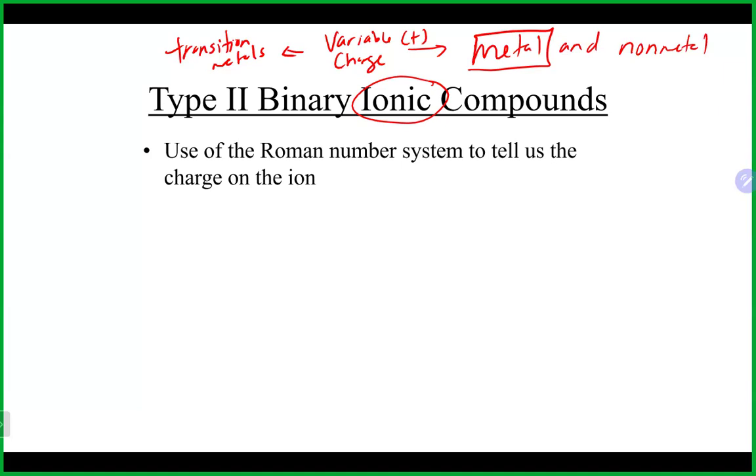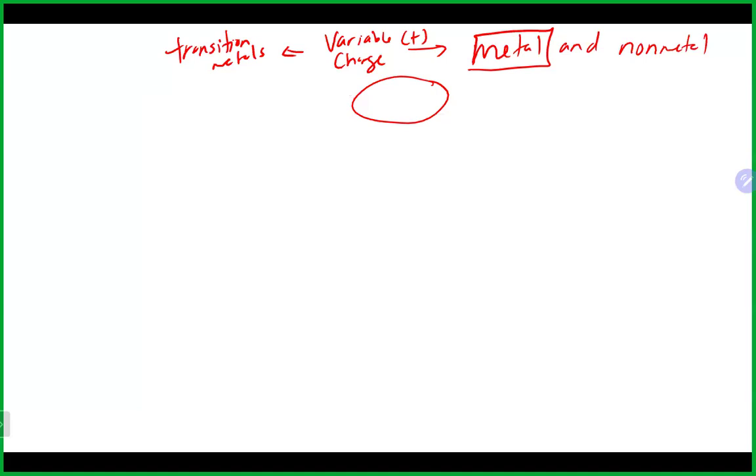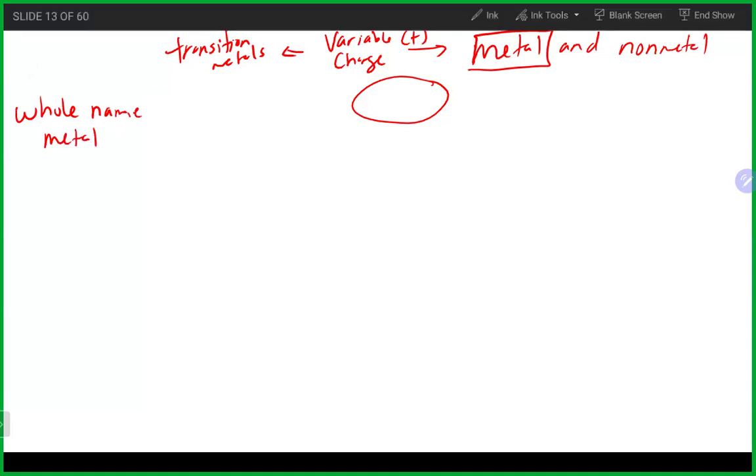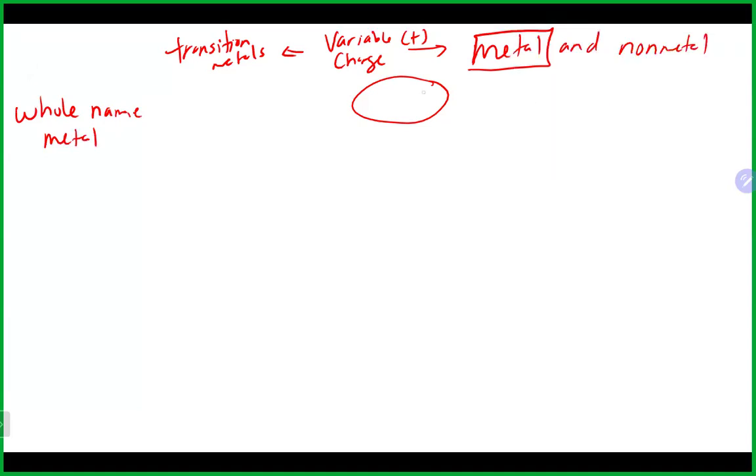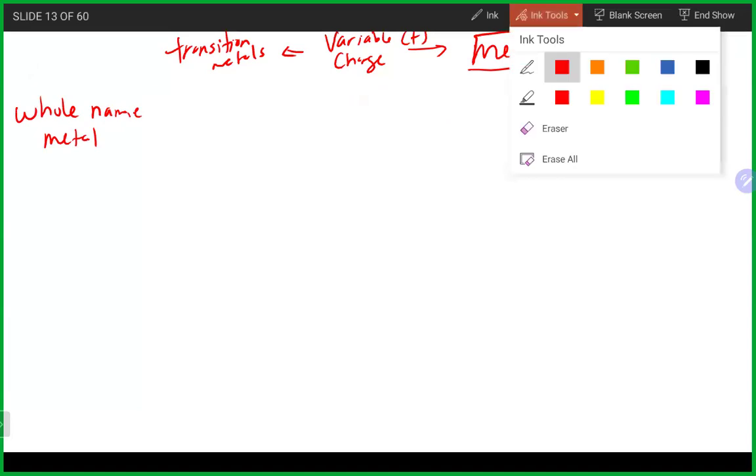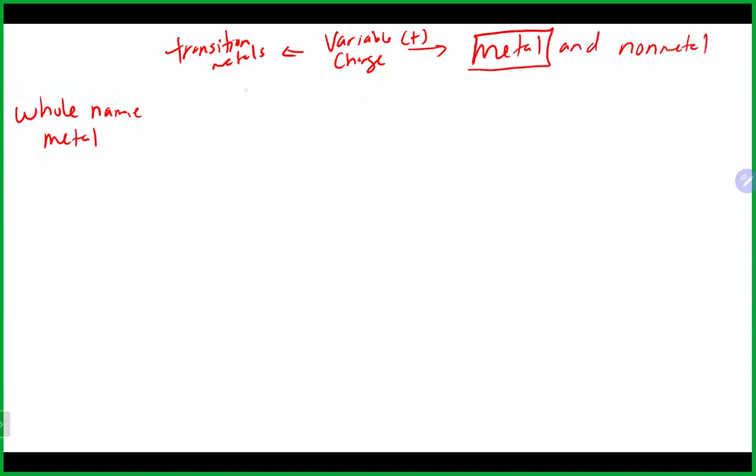And I'm going to kind of get rid of this so I can write a little bit higher here. We actually will use the whole name of the metal, just like we do in type 1. We will actually do the non-metal with the IDE, just like we do in type 1. So we'll do our non-metal with the IDE. The difference is in between those two, we put a Roman numeral.